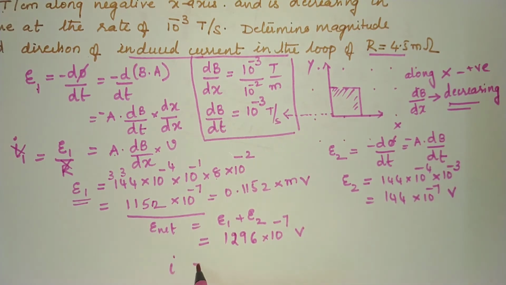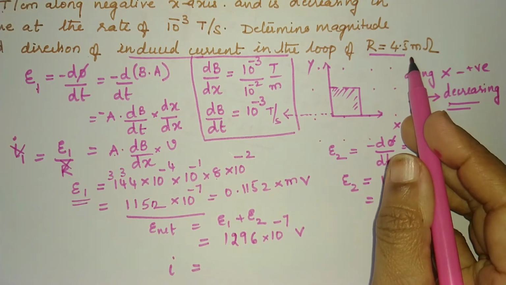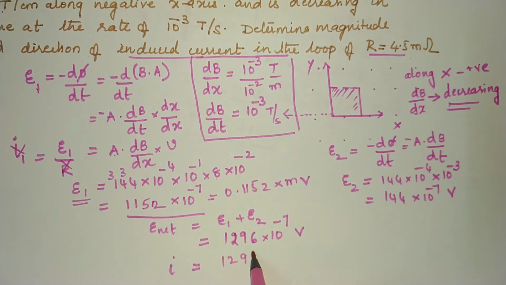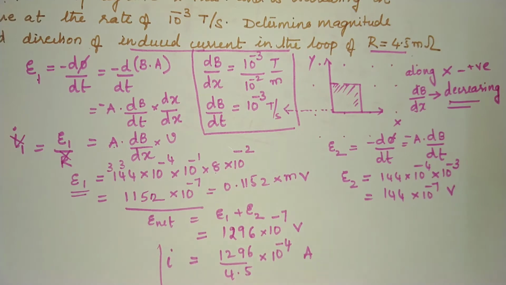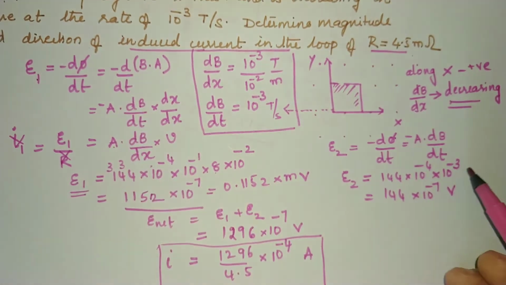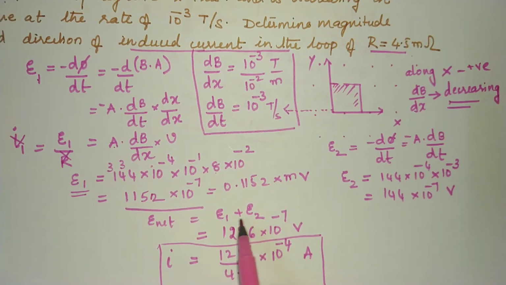But they want the current. Can I write the current as EMF divided by resistance? Divide 1296 by 4.5 milli. So I'll make it 10 to the power minus 4 ampere. Simplify this equation. You will be in a position to find out what is the induced current. Since both the fluxes are decreasing, we have written it as E1 plus E2. But if one of them is increasing and the other one is decreasing, then you have to take the difference of E1 and E2. So this is an NCERT question and an important model.